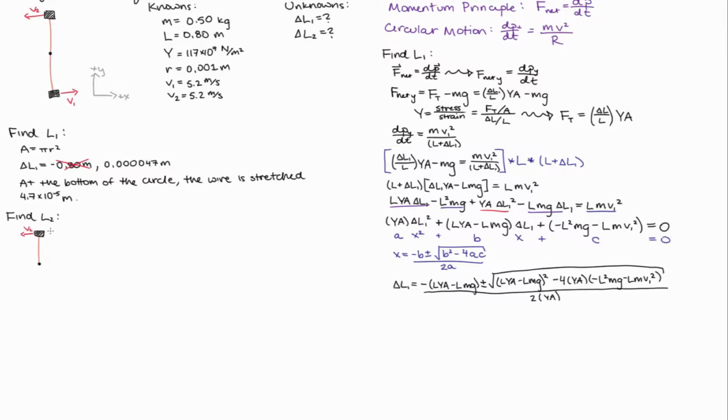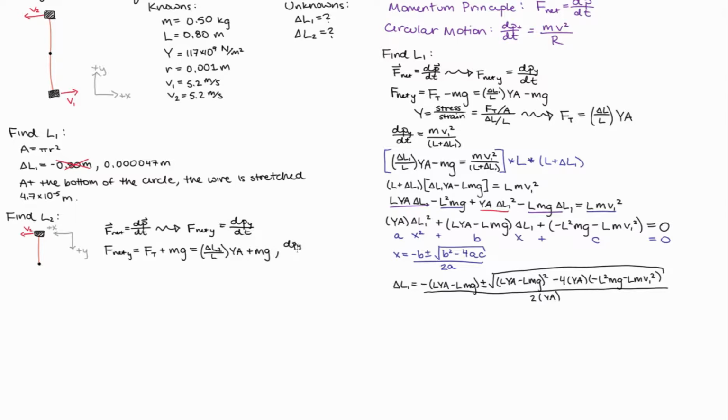However, since dp_y/dt, F_T, and F_g all point towards the center of the circle, we will redefine our coordinate system so that the positive y direction points down. Once again, we will begin with the momentum principle and simplify to looking only at the y direction. F_net,y is here given by F_T plus mg, where we can once again substitute in our Young's modulus result for the force of tension, giving us delta L2 over L times YA plus mg.